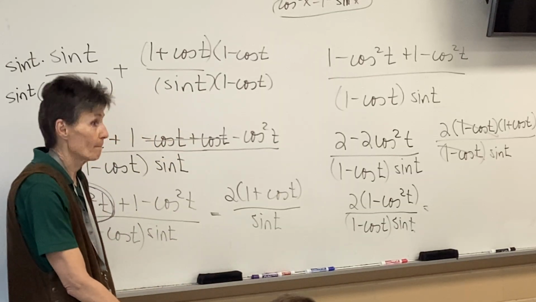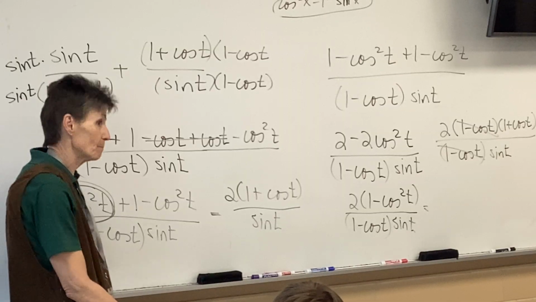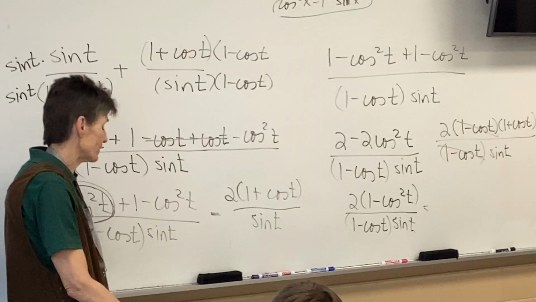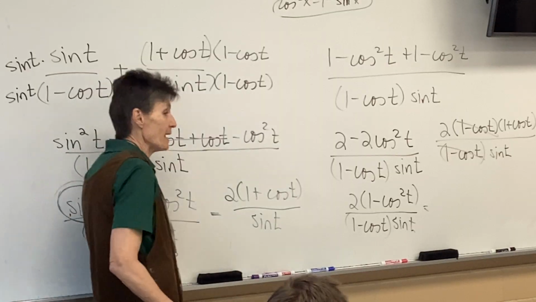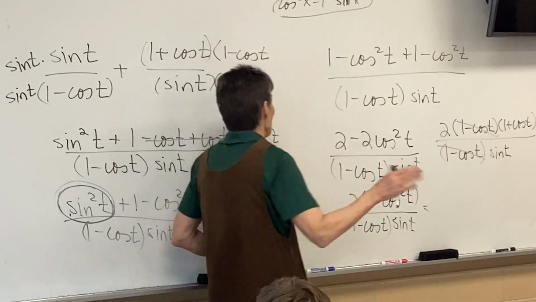Wait, so sine squared can also be 1 minus cosine squared? Yeah, so not just cosine squared equals 1 minus sine squared, they can be either one. No, they have to be squared. Yes, but it can be either one.